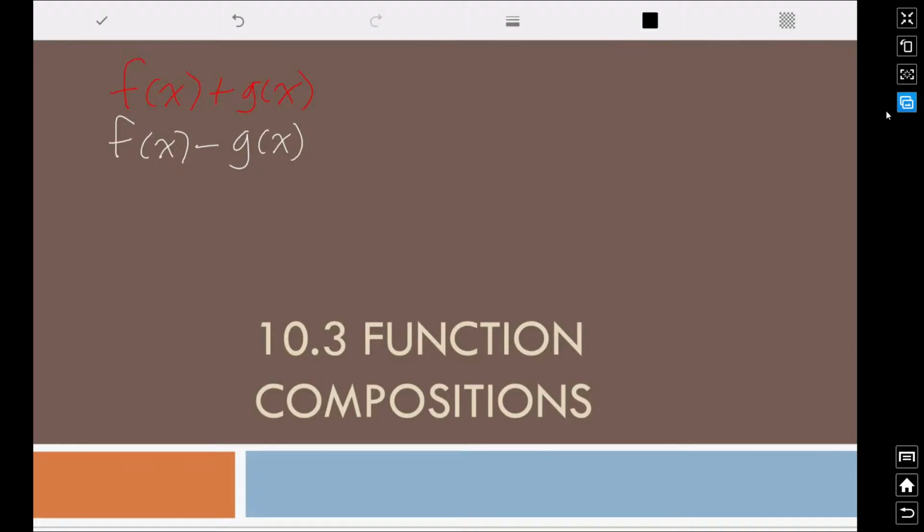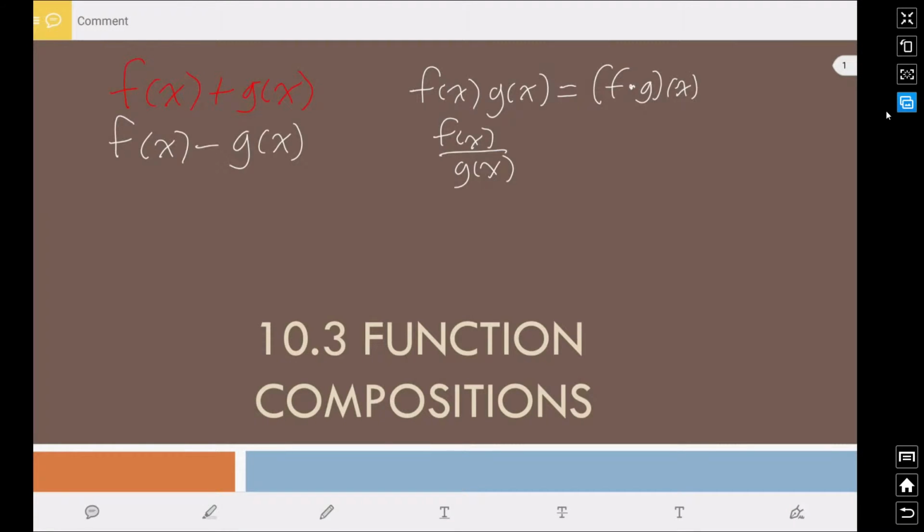Function multiplication is f of x times g of x, which is sometimes written as f dot g of x, and I notice it's a closed dot. That'll become important in a moment. And then function division is just f of x divided by g of x, which is really just a rational function. So that's what we talked about the last couple of lessons.